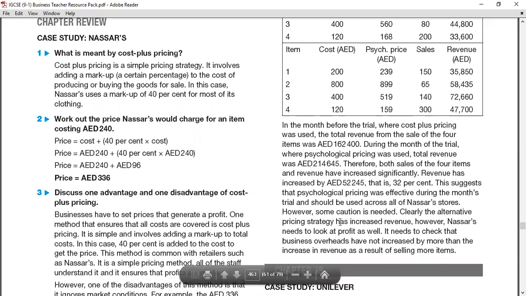Some caution is needed. Clearly, the alternative pricing strategy has increased the revenue. However, Nassar's needs to look at the profit as well. So you need to check that the business overheads have not increased by more than the increase in revenue as a result of selling more items. That's a really good analysis and evaluation point. Profitability also you have to check. Overheads also you have to check, right?